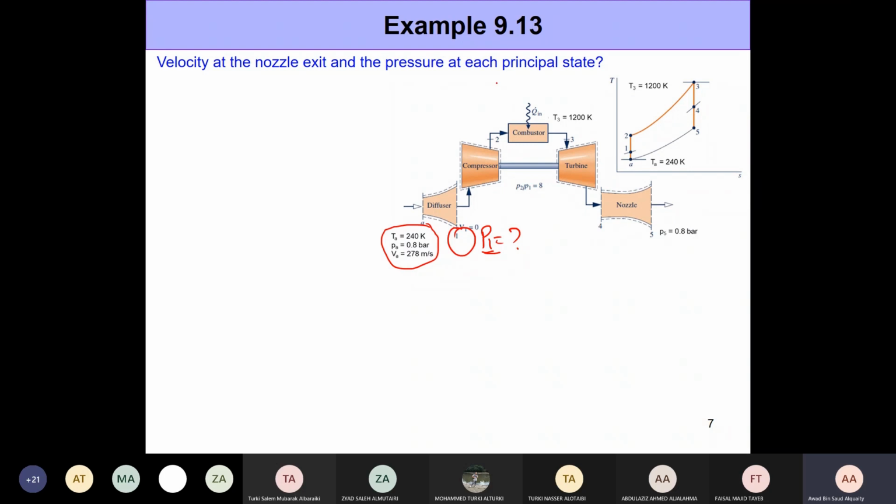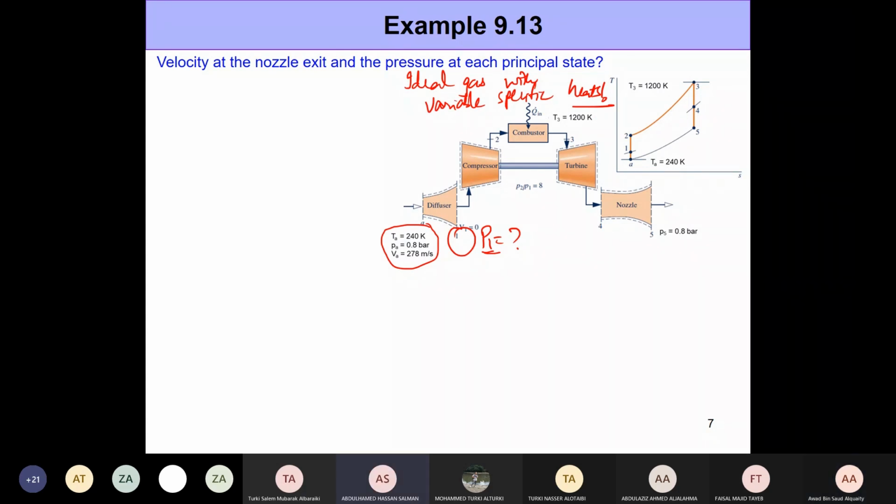Let me give you a hint. There is nothing mentioned about specific heat here. So again, we're dealing with an ideal gas. We're going to treat this as an ideal gas with variable specific heats. Now I want to hear what your strategy is to determine P1.